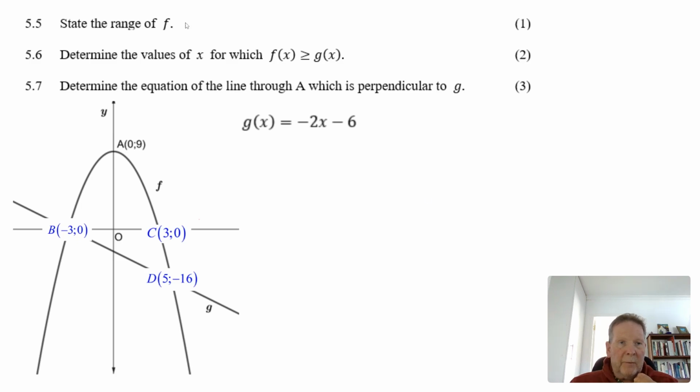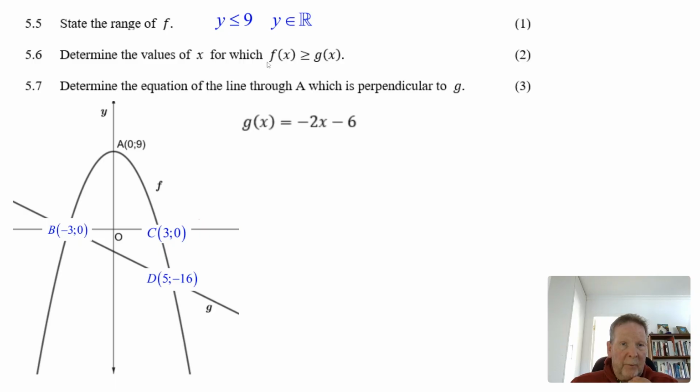State the range of f. Well, f is the parabola, and the range is all the things that y can be. The biggest y gets is 9, so y can be anything equal to 9 or less than 9. So we write y is less than or equal to 9, which would give you the mark, and it's any real number, so I like to write y as an element of the real numbers.